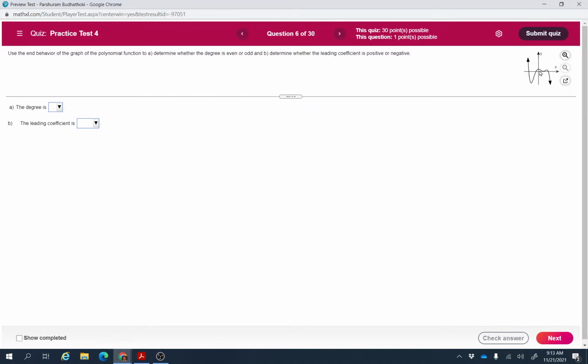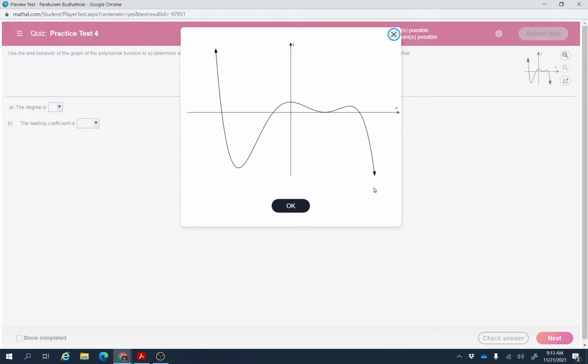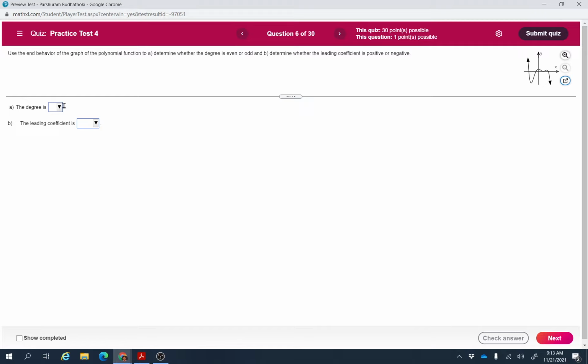Same kind of problem. As you can see, the end behavior arrows are going in opposite directions. So that means the degree is odd, and if the left end goes up and the right end goes down, that means a negative leading coefficient. So it's odd and negative.